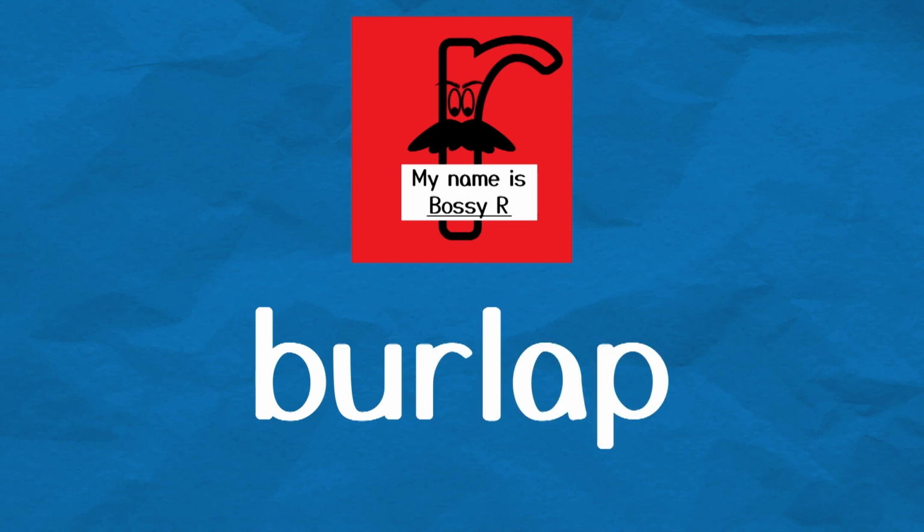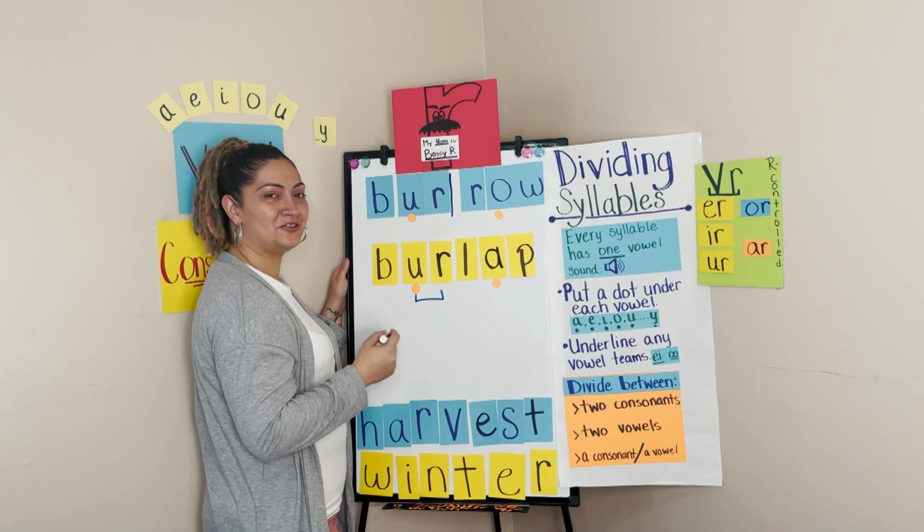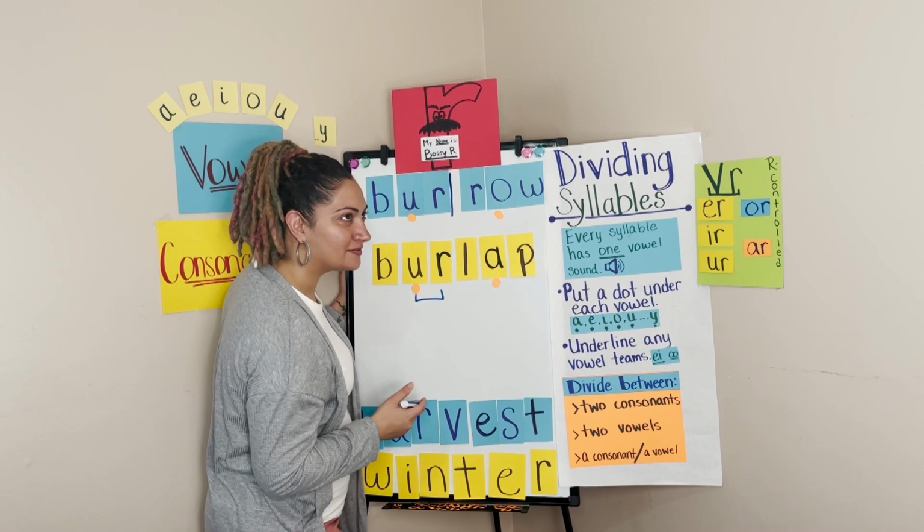B-U-R-L-A-P. What do we do next? Yeah, we're going to find those vowels. When you find a vowel, go ahead and put a dot underneath it. All right, well, we got two vowels. Oh, Mr. Bossy R is talking to me. He said, do we see any vowels with an R right after it in the word? Found it. Again, it's UR. And UR makes what sound?